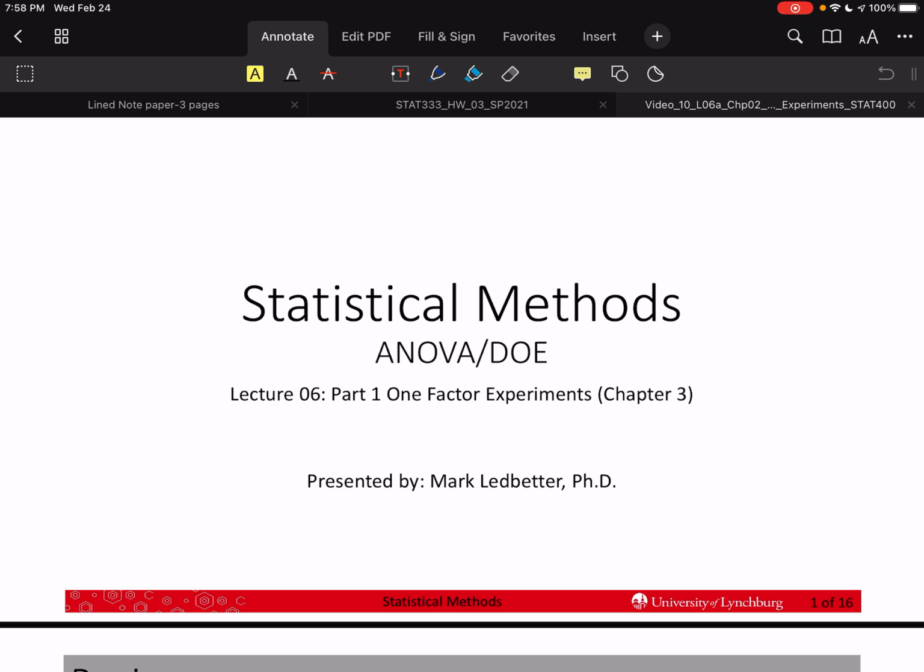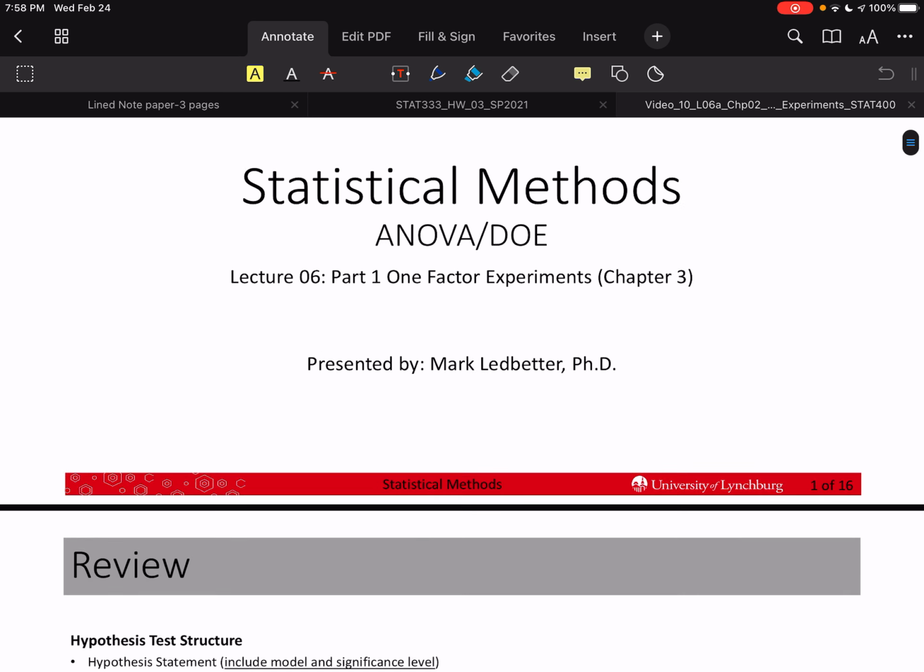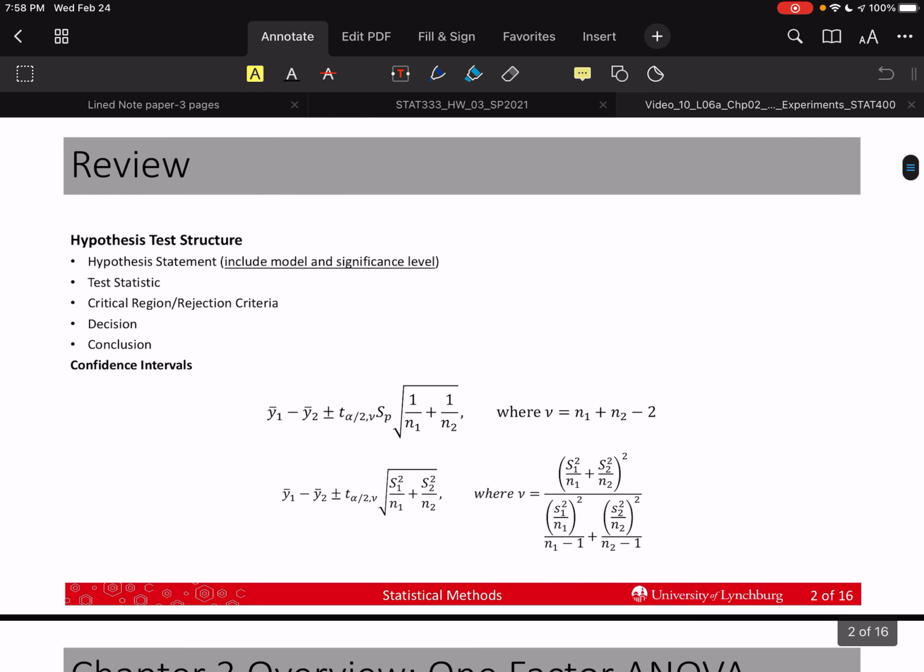This is lecture 6, part 1, and we are starting one-factor experiments, also known as one-way ANOVA, and that is chapter 3 in our text. So let's get started. In the last chapter, we discussed hypothesis tests in detail, and then we looked at confidence intervals. In both cases, we were looking for the two-sample test. And so this is actually a one-way ANOVA with only two levels, or two levels of a factor. Okay, and we'll discuss that more.